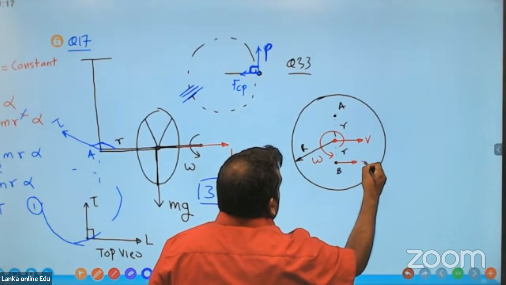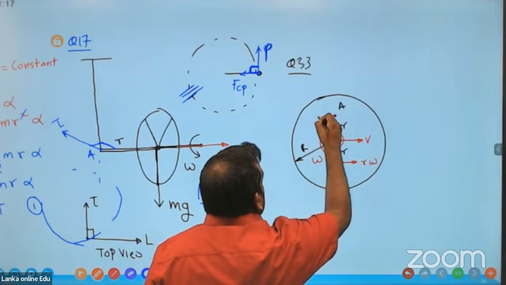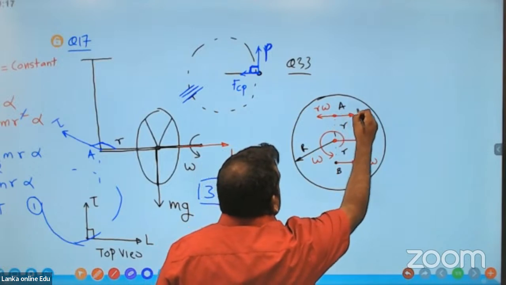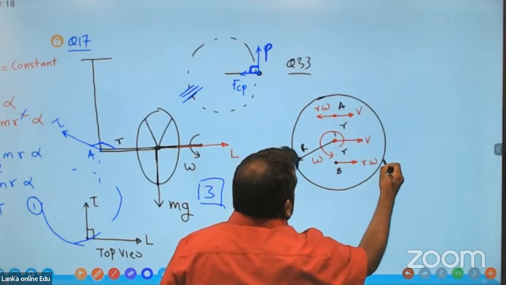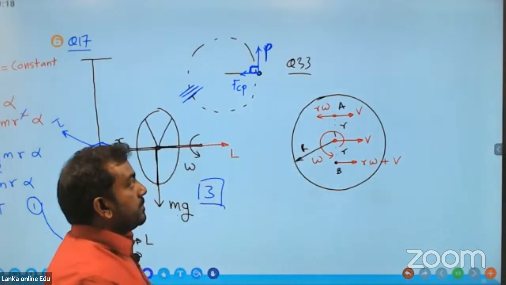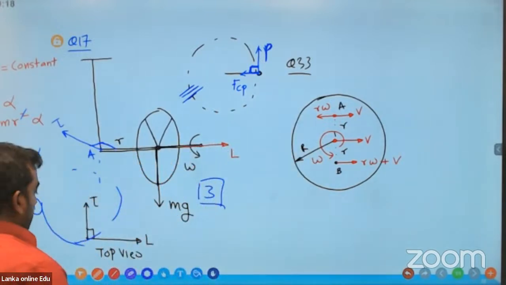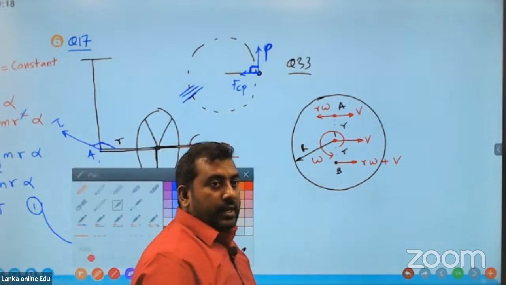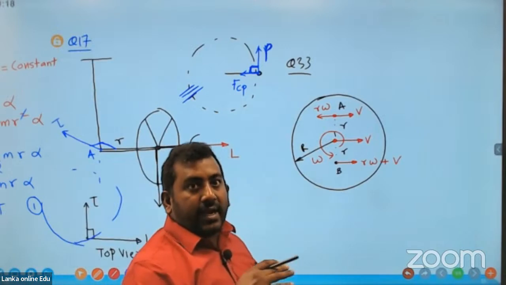So here you will have r omega. Here you will have r omega. Don't forget there is a velocity here as well, plus v. This is something that most people forget: the velocity of the vehicle is also added to that grain of particle.